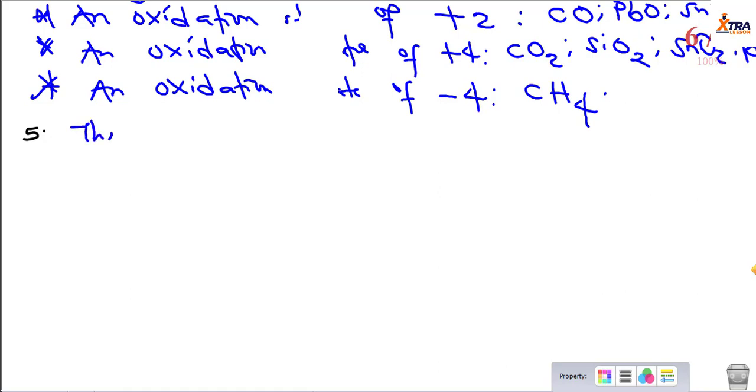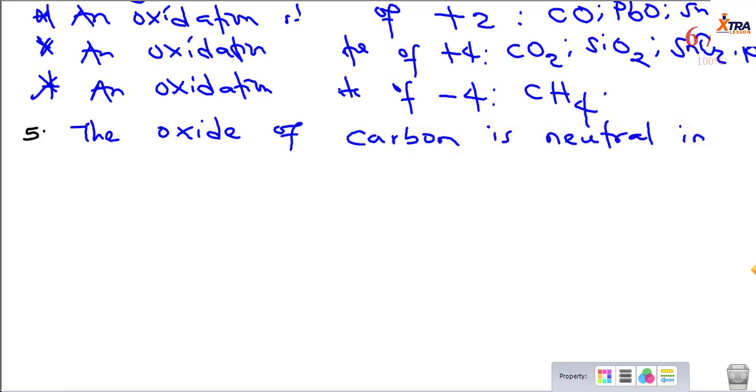And what do we mean? The oxide of carbon is neutral in carbon 2 oxide. So carbon 2 oxide is a neutral oxide. It has no effect on litmus, right? But acidic in carbon 4 oxide. Carbon 4 oxide is an acidic gas.